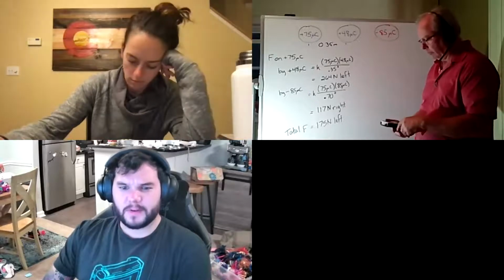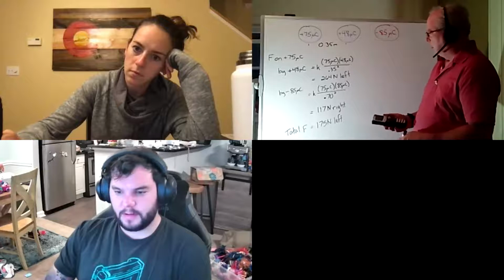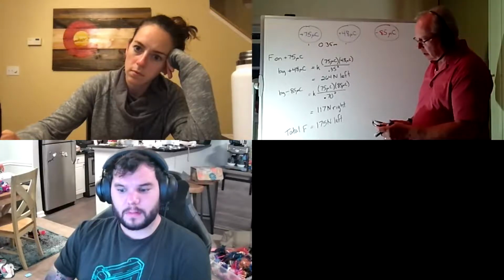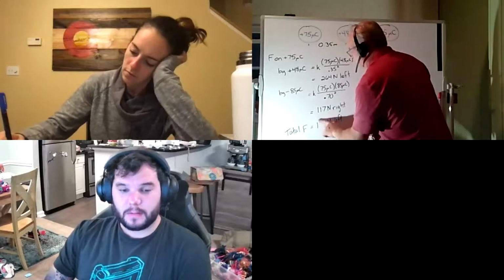Wait, so how did you get 175? 264 minus 117 is 147. Did I make a mistake? Yeah. Okay, thank you. Good call.